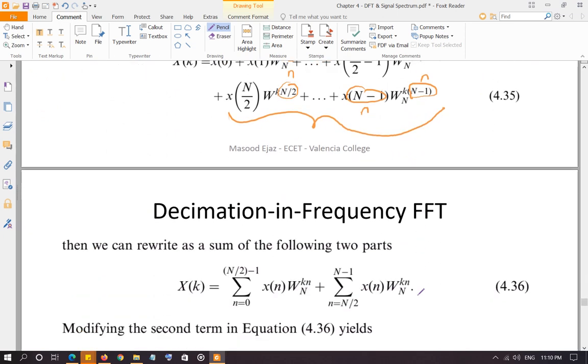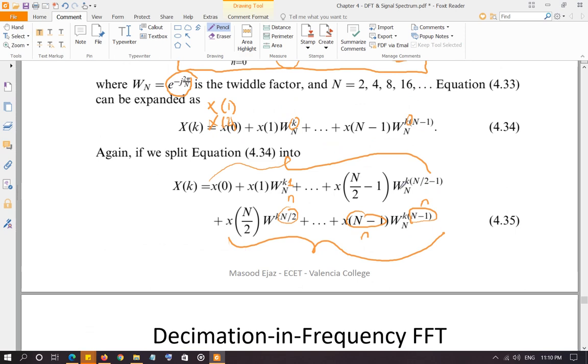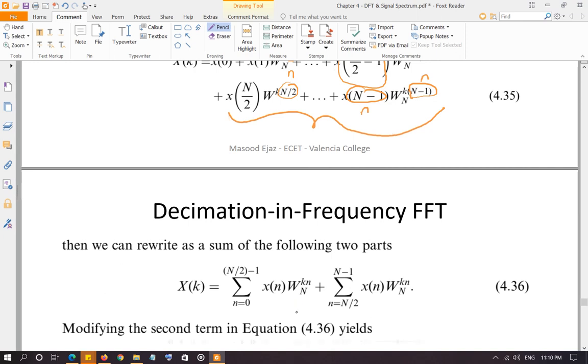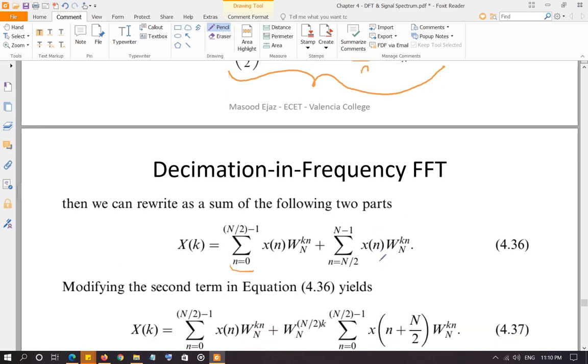So now, since I have broken the expression down into two halves, I'm going to write each half with its own summation. So the first half, the summation goes from 0 to N by 2 minus 1, which is the value of lowercase n. So lowercase n goes from 0 to N by 2 minus 1, x of n, W to the power kn, which is the DFT. And then the second summation goes from the next value N by 2 to the last value N minus 1. And again, this is the same. Okay, so far so good.